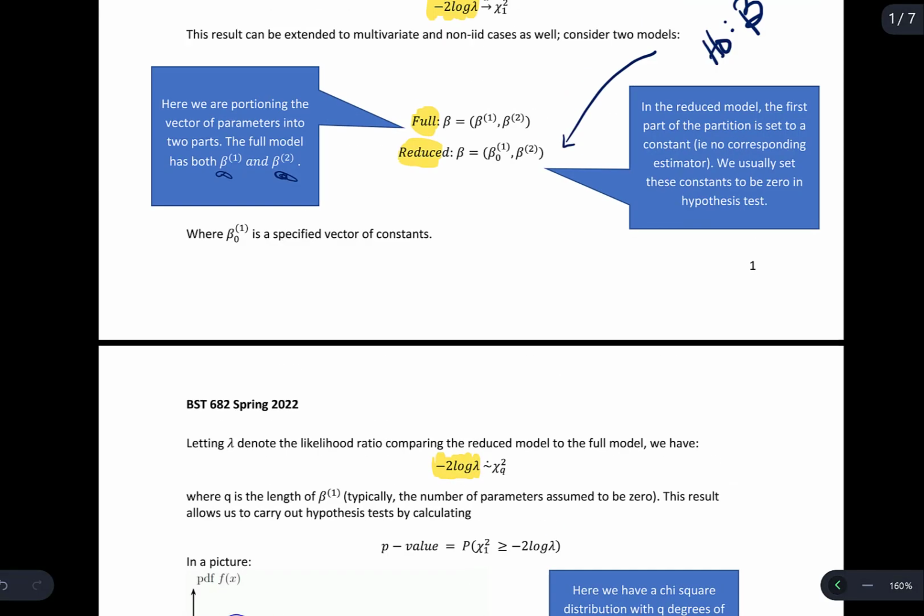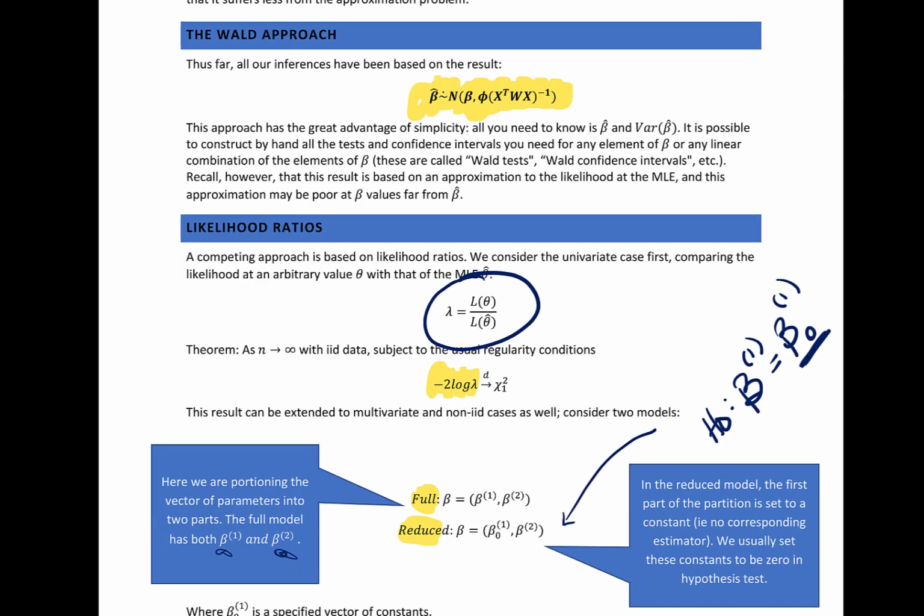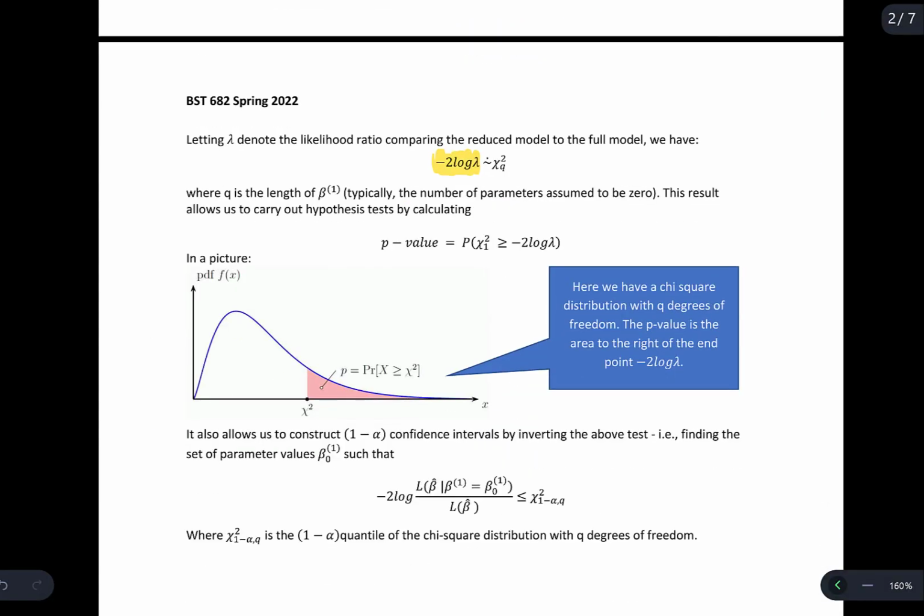So notice, back on the previous page, we had chi-squared 1, but the reason for that is we were first looking at the univariate case. So when we're in the multivariate case, that 1 becomes q, where q is the length of beta 1. So in other words, q is the number of parameters that we're going to set equal to a constant, or usually we set those equal to 0.